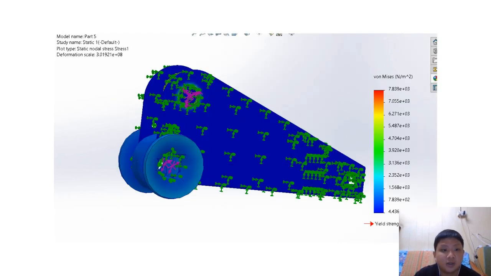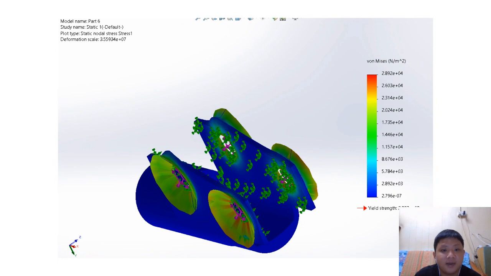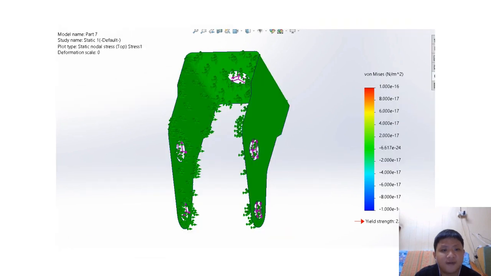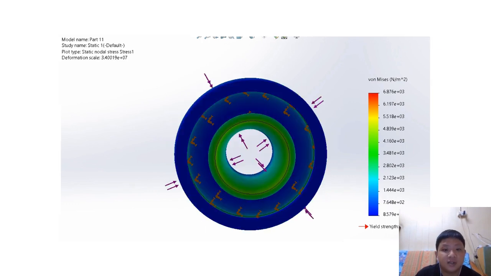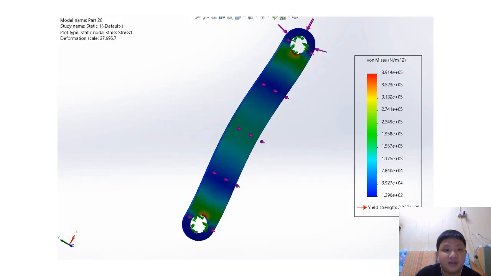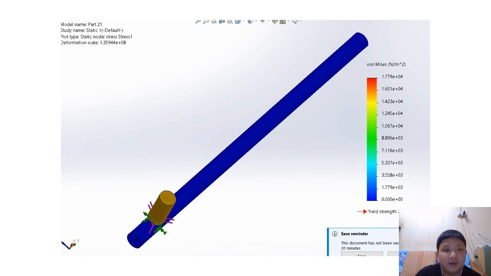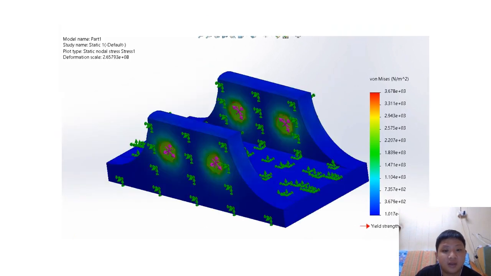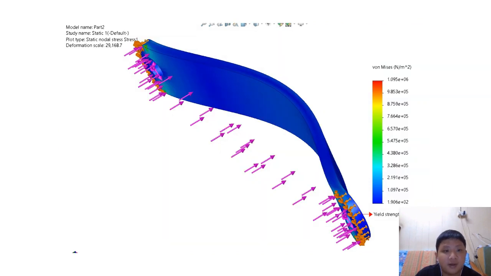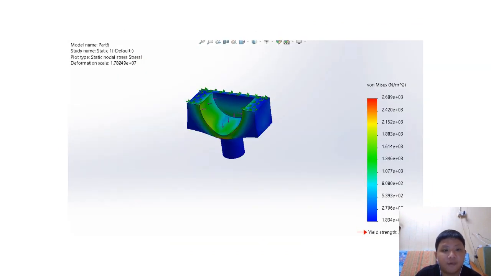Okay, so this is part 5, part 6, part 7, part 8, part 10. This one is actually the roller. No, not the roller, the wheels. Part 11, part 20, part 21, part 3, part 13, part 1, part 2, part 4.